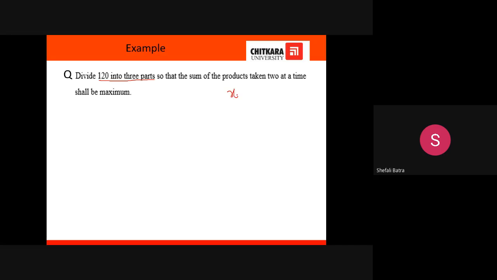So can I write like this? x plus y plus z is equal to 120. Right? Then sum of the product taken two at a time. So I'm taking these two, xy plus yz plus zx. These two are taken at one time, product is taken, and you need to take the sum. This shall be maximum. So this is your function which you need to show is maximum.